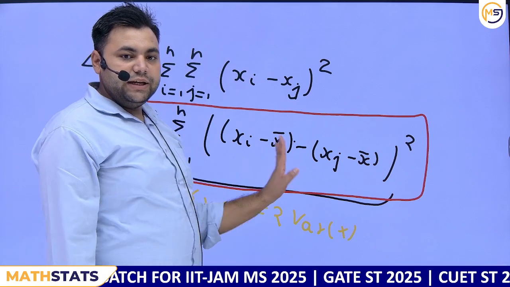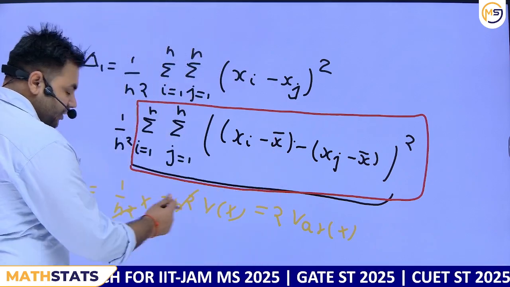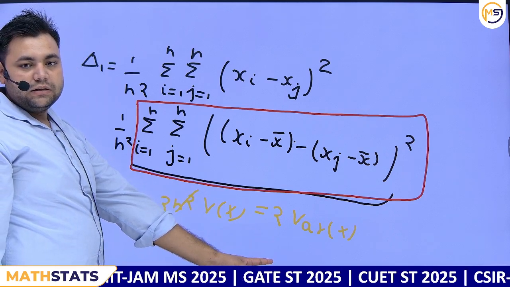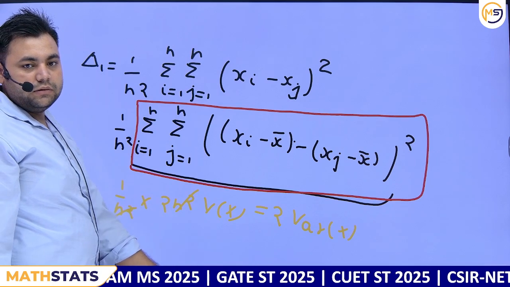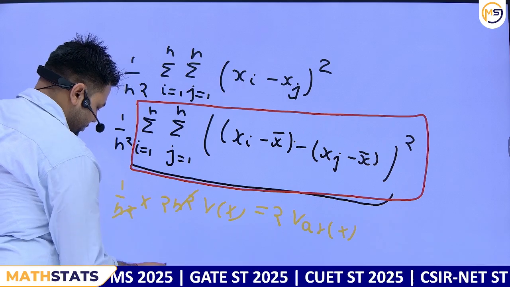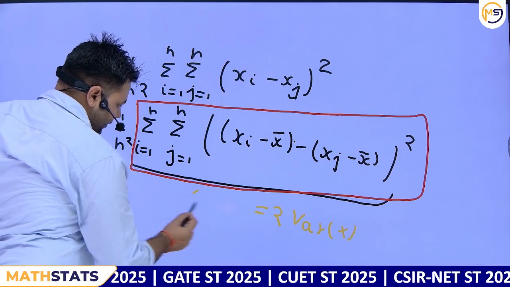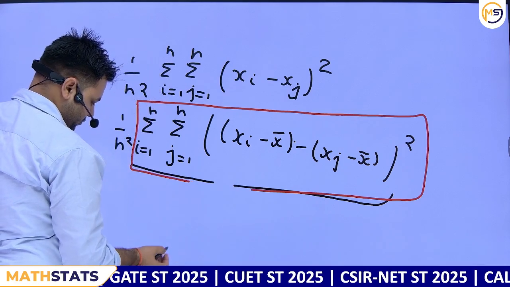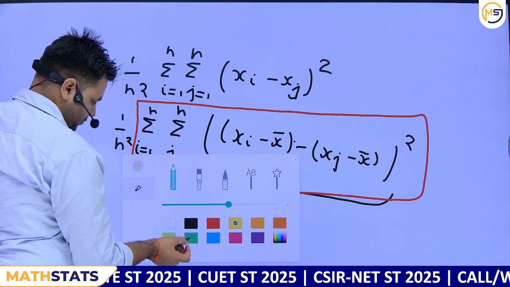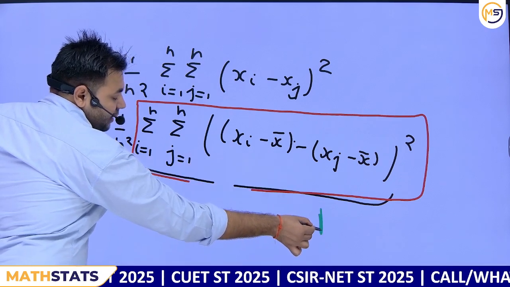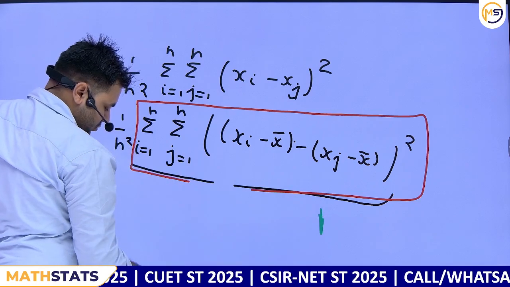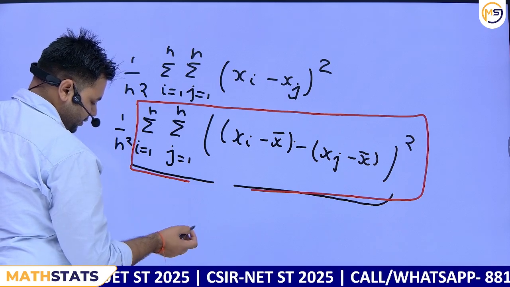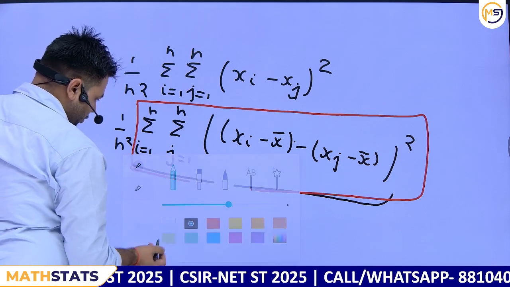If anyone has any doubt, wait a second. Actually, is this pen visible or not? This is not visible. Wait a second. Is it visible? Yes, sir. Wait. Okay, now it is visible.